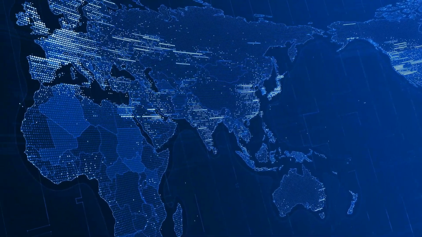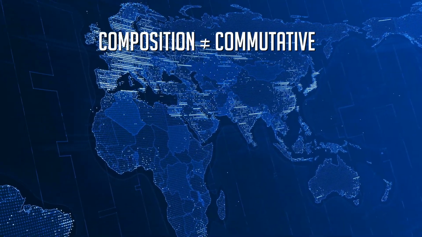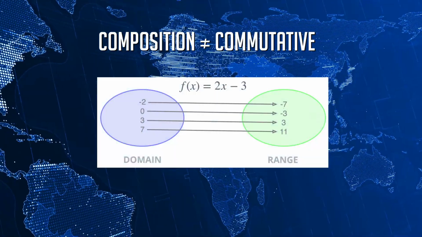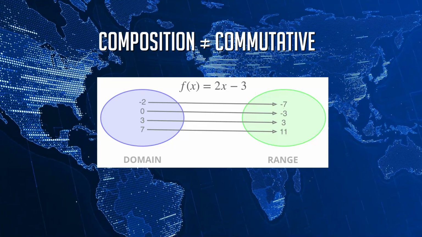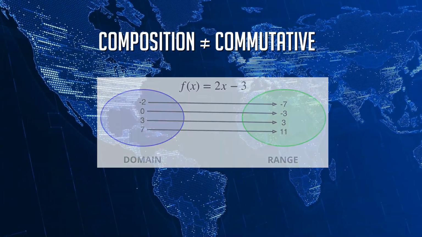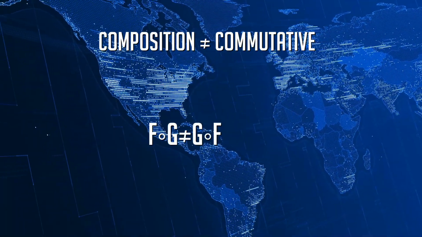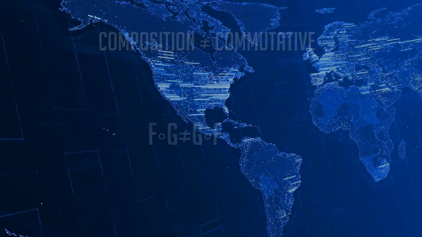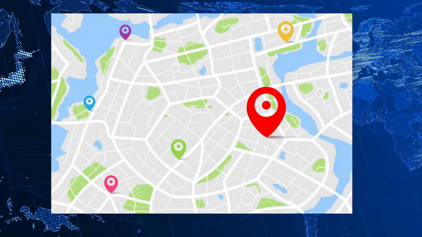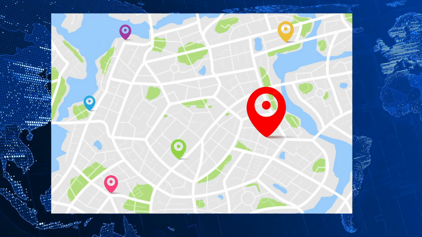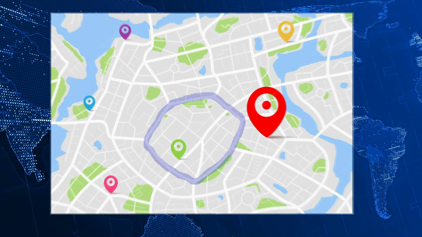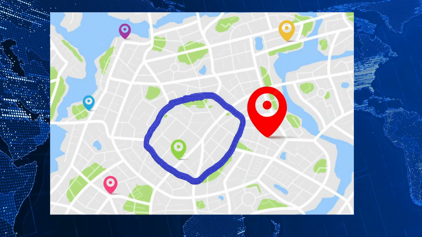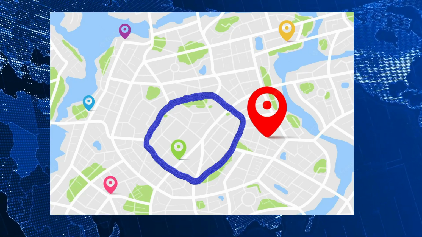Naturally, composition is not guaranteed to be commutative, since we can only compose two functions when the range of the first is the domain of the second. Thus, generally speaking, we say that f of g is not equal to g of f. In the map analogy, this is quite clear, since the only time that taking two roads in different orders leads to the same result is if you are walking in some form of a closed path, such as a circle.